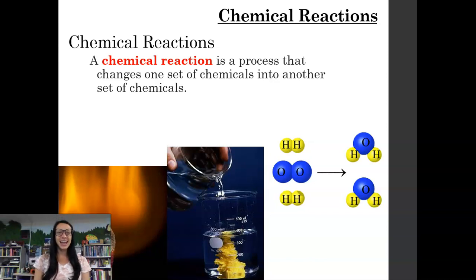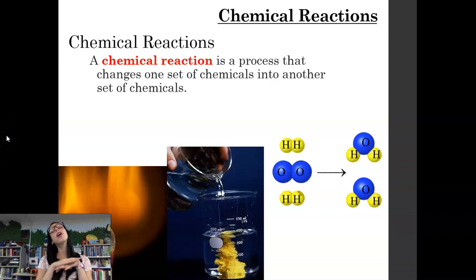Hopefully this is, again, a review from physical science. So what is a chemical reaction? It is simply a process that changes one set of chemicals into another set of chemicals. Think about it as changing a set of compounds into another set of compounds. Either way, we're taking substance A and we are producing substance B. So we're going to talk a little bit about chemical reactions.